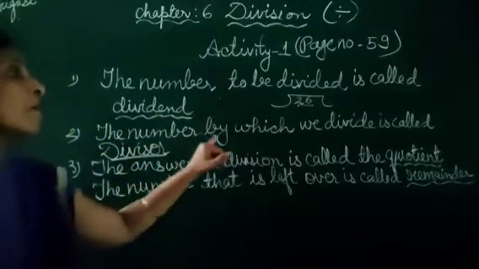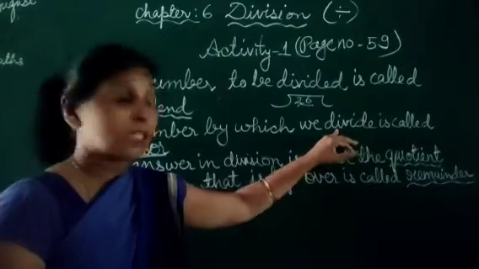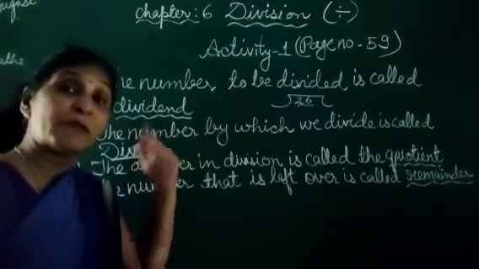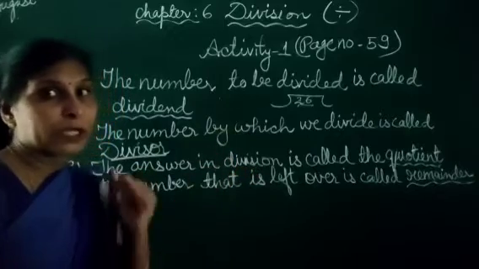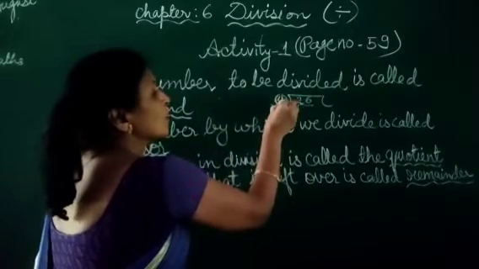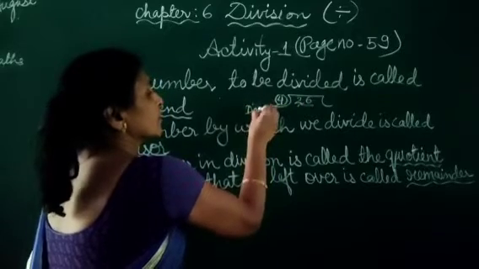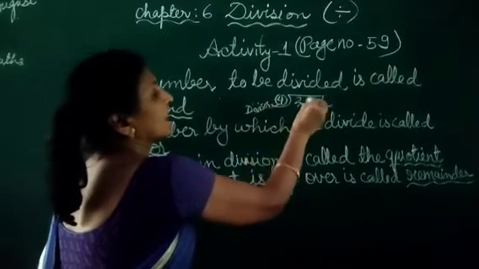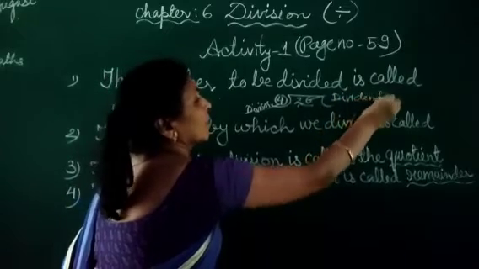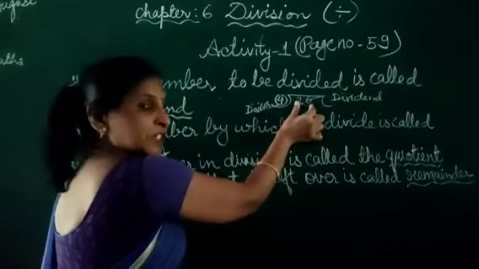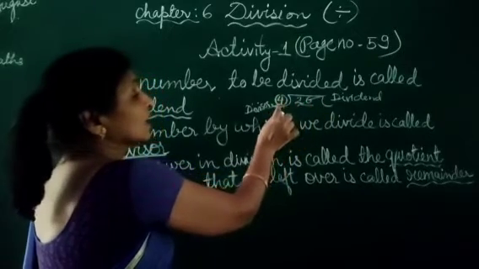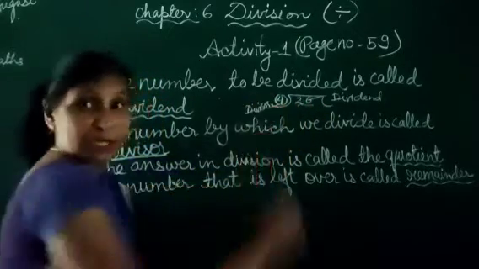Second, the number by which we divide is called the divisor. Here, suppose 4 is called the divisor, and this is called the dividend. The dividend is written in the middle of this sign, and the divisor is written here.